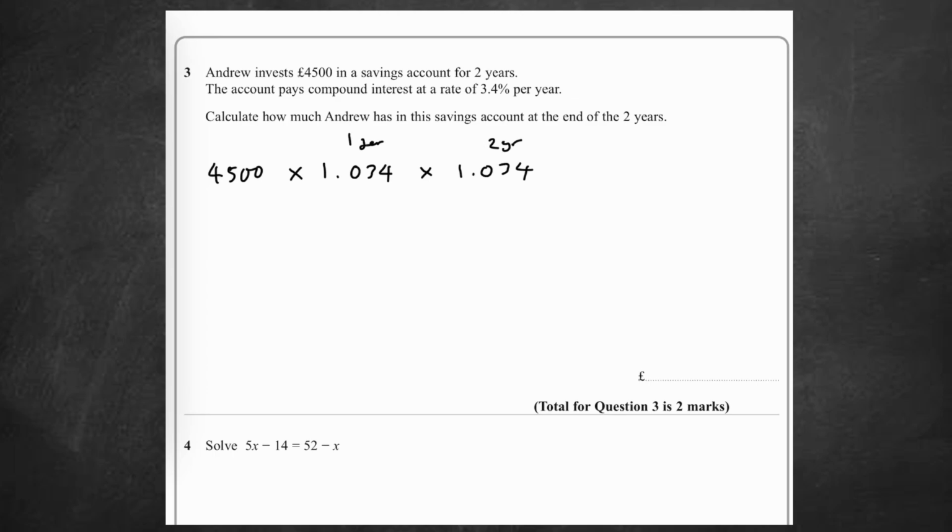So on my calculator, I'll do 4,500 times 1.034, which you get 4653. And then I'll do it again, times 1.034, and you get 4811.20, which is in currency, so I will leave it as 2 decimal places.